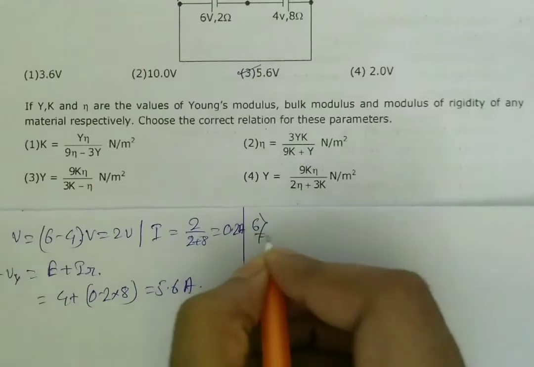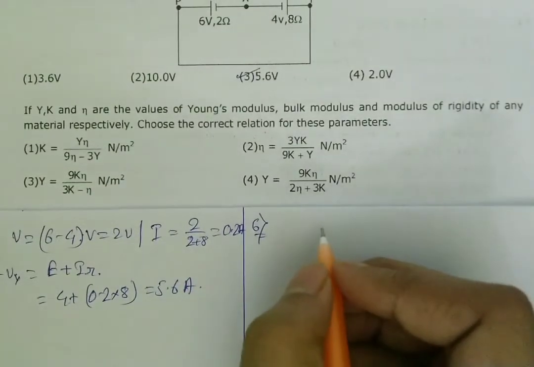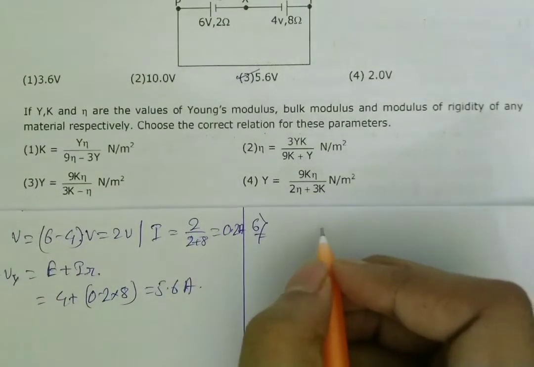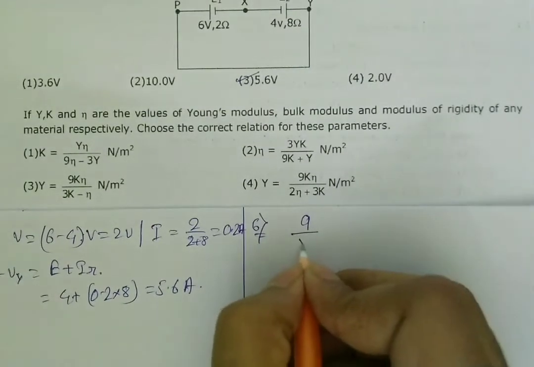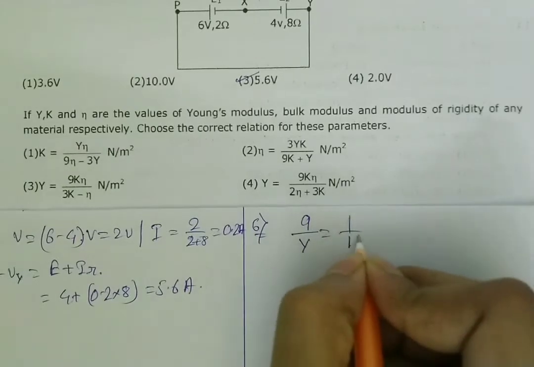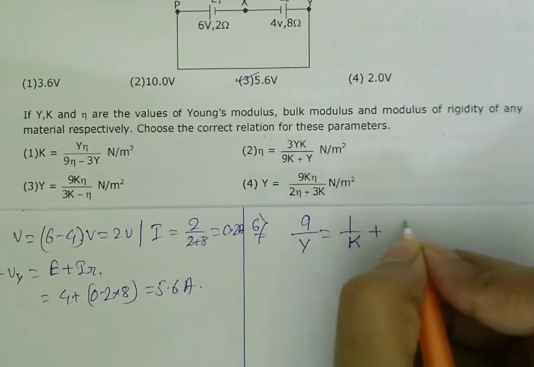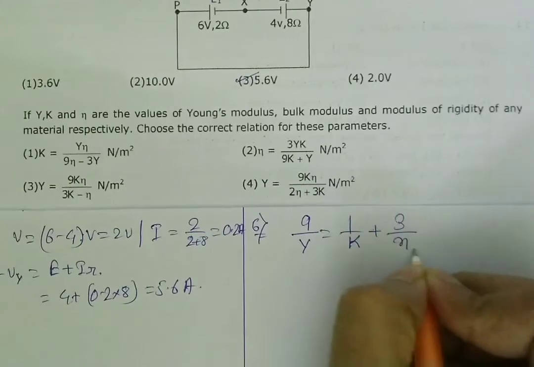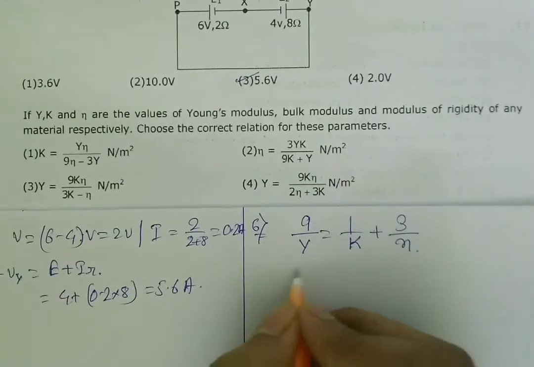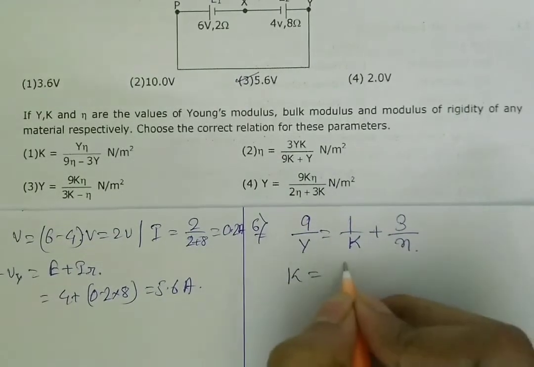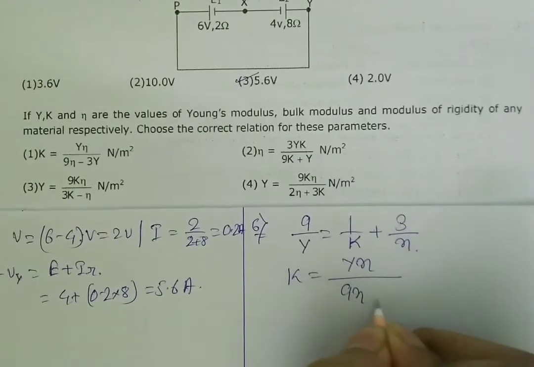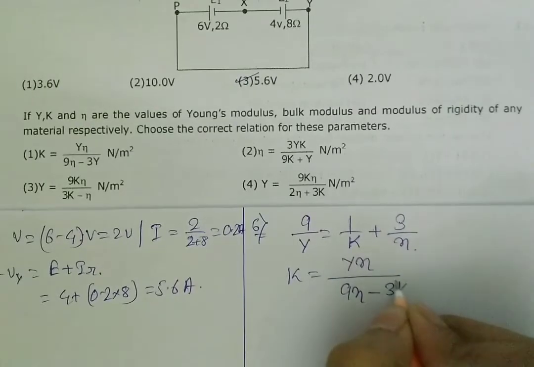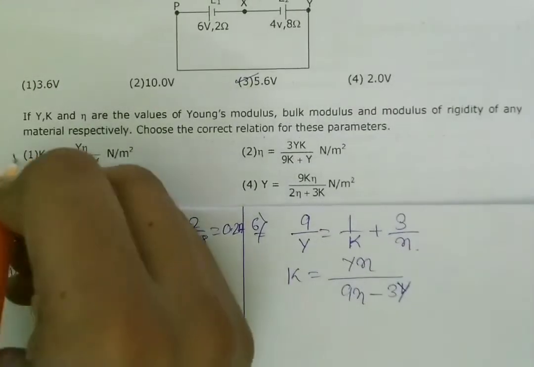Question number 6, we have to find the relation between Young's modulus, bulk modulus and rigidity modulus. So we know a relation that 9 by Young's modulus will be equal to 1 by bulk modulus plus 3 by rigidity modulus, and so we can directly say this K will be equal to Y eta by (9 eta minus 3Y). So first option is the correct option.